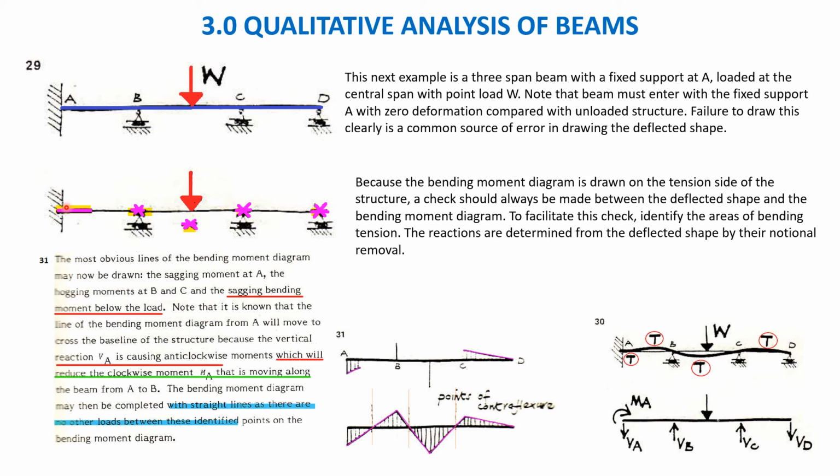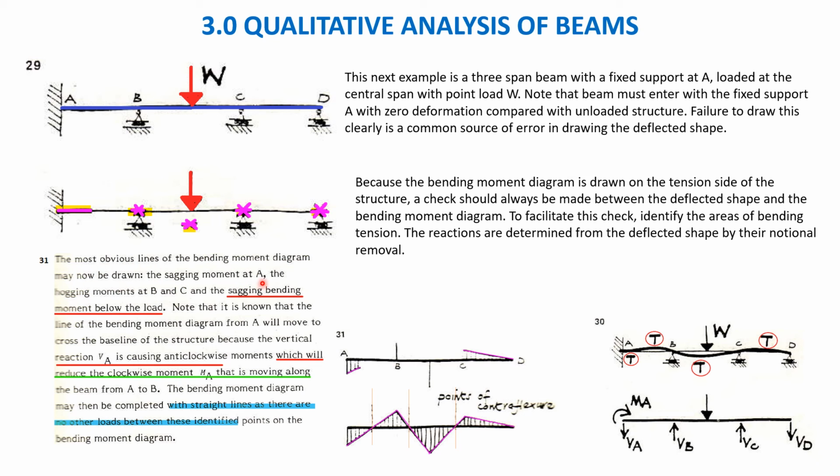Because the bending moment is drawn on the tension side of the deflected shape, a check should always be made between the deflected shape and the bending moment diagram. To facilitate this check, identify areas of bending tension. The reactions are determined by their notional removal from the deflected shape. The most obvious lines of the bending moment diagram may now be drawn.